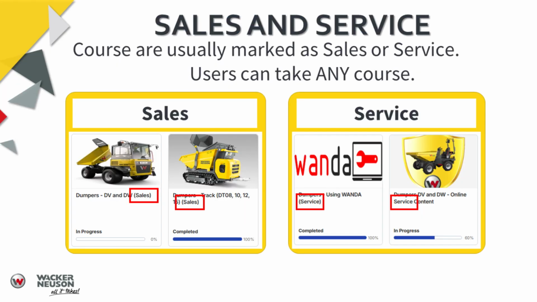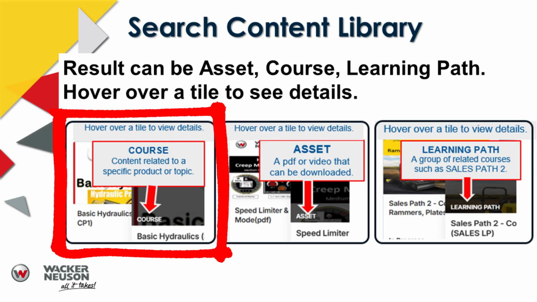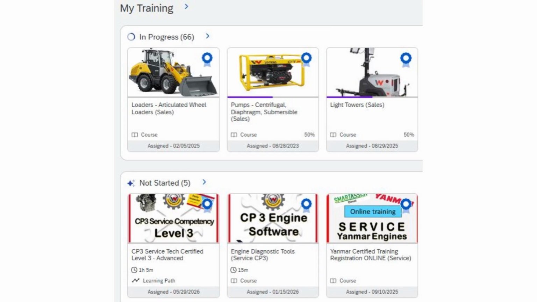Note that the search result will include both sales and service courses. Sales courses focus on features and operation. Service courses focus on maintenance and troubleshooting. Sales users will probably want to choose sales courses, but may also benefit by completing a service course on that product or topic. You click a course title to self-enroll in that class. The course should now also show in the My Training section of your homepage.